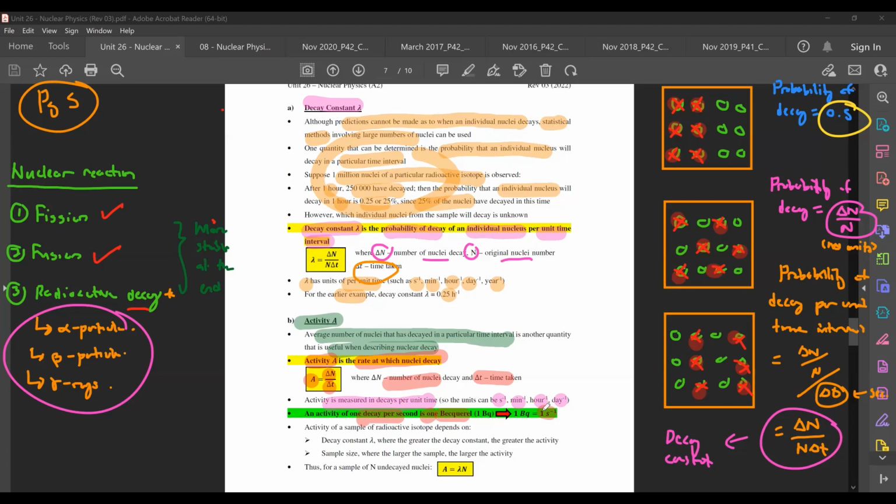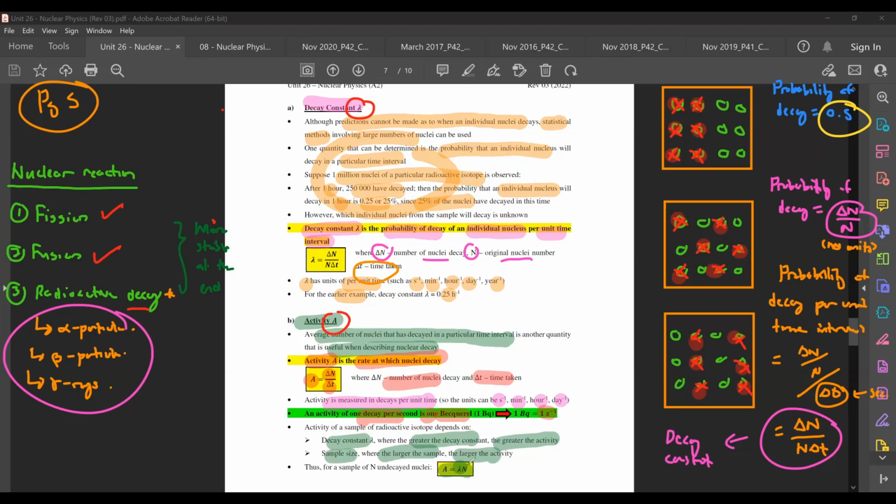Now, there is a particular important equation that will relate your decay constant and activity. If you want to relate decay constant and activity together, you will always use this equation: A is equal to lambda n. This equation tells you this: the greater your decay constant, the greater your activity. And the larger your sample size, the larger your activity.